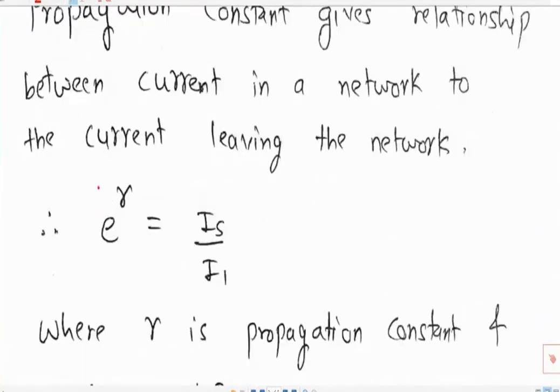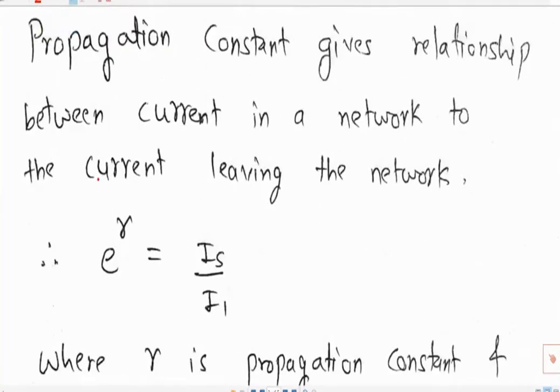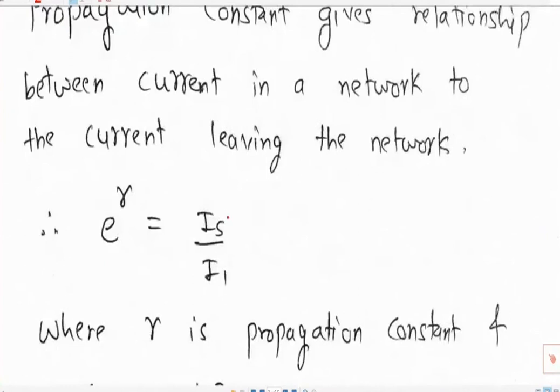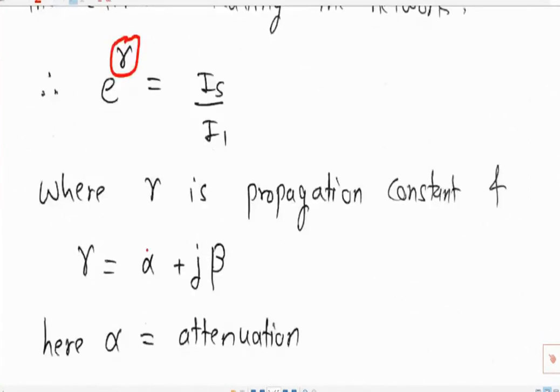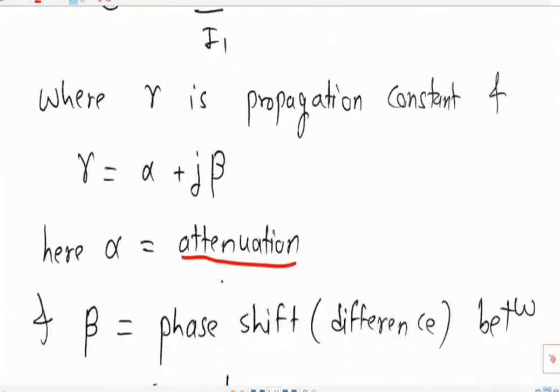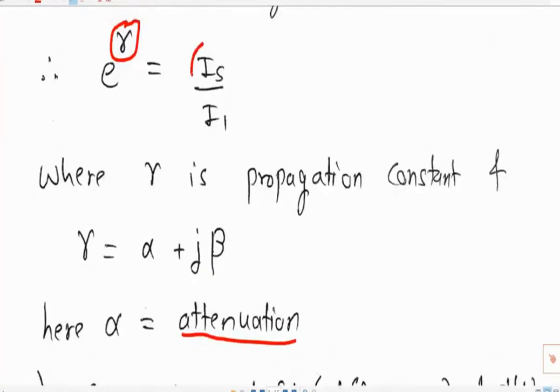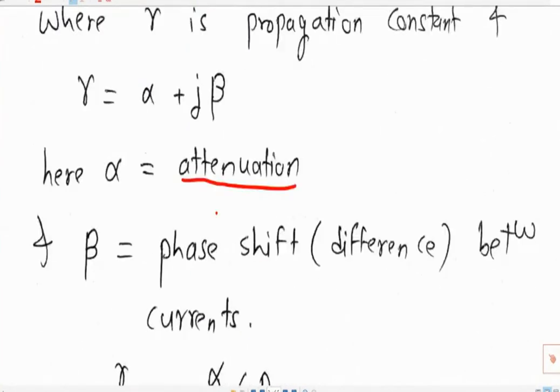So we have e raised to gamma equal to the incoming current Is upon the outgoing current I1, where gamma is called the propagation constant. It is nothing but alpha plus j beta, where alpha is the attenuation, meaning the signal level is reduced, and beta is the phase shift between these two currents. So alpha is the attenuation constant and beta is the phase shift.